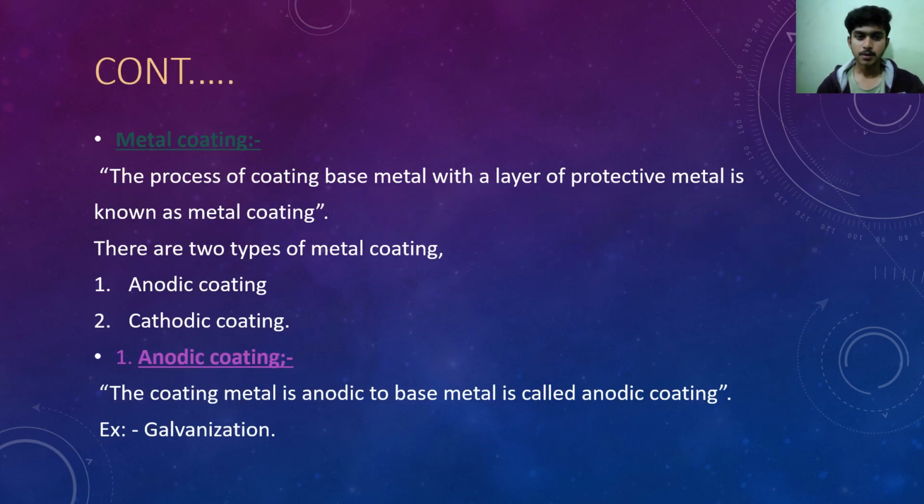Metal coating. The process of coating base metal with a layer of protective metal is known as metal coating. There are two types of metal coating: firstly, anodic coating and cathodic coating. First one, anodic coating. The coating metal is anodic to base metal is known as anodic coating. Example, galvanization.